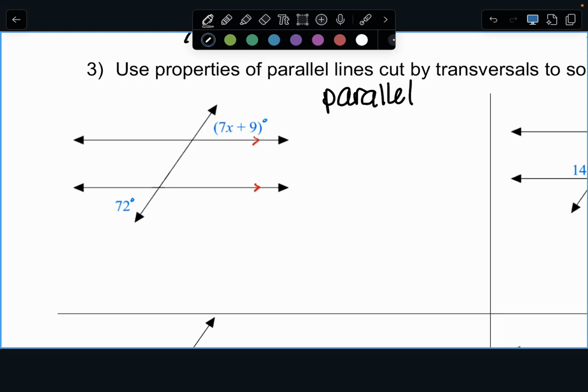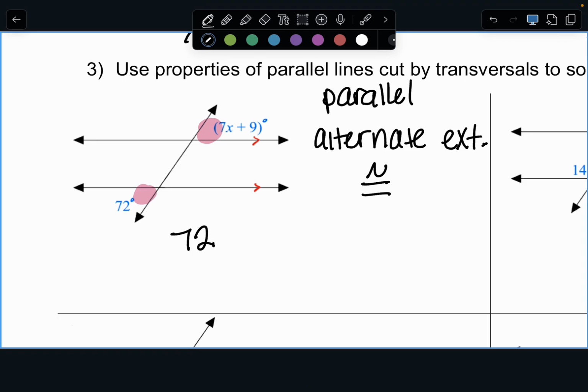First thing, let's figure out their relationship. How do these two angles relate? Alternate exterior. Very good. And alternate exterior angles with parallel lines are what? Congruent. Perfect. And if two angles are congruent, we can set their measures equal. Remember, you see congruent, you think equal to. So 72 is equal to 7x plus 9.